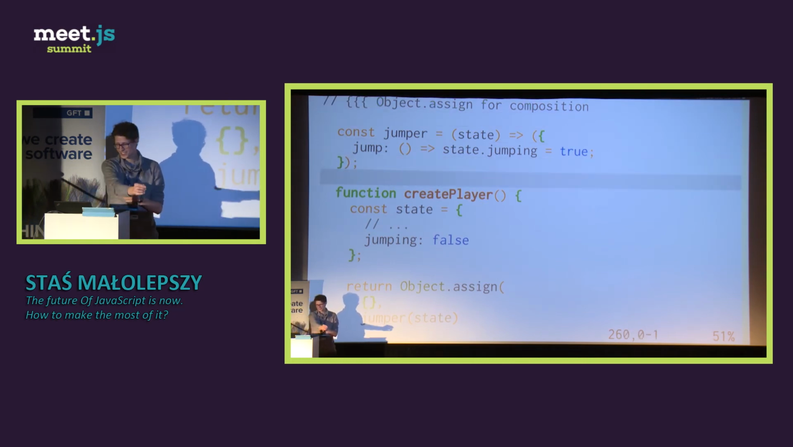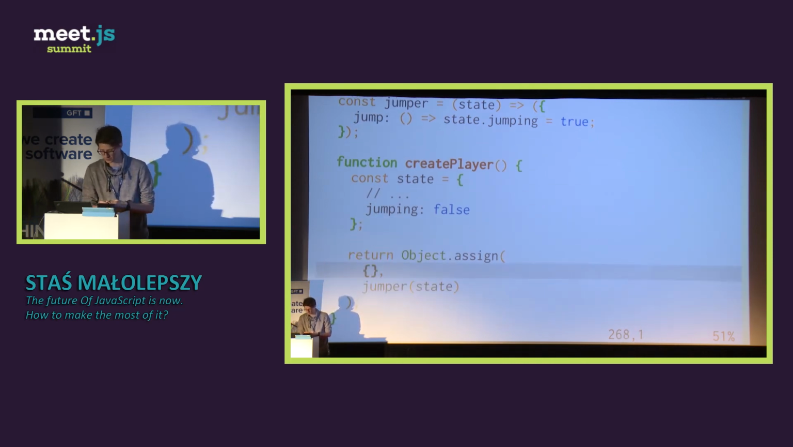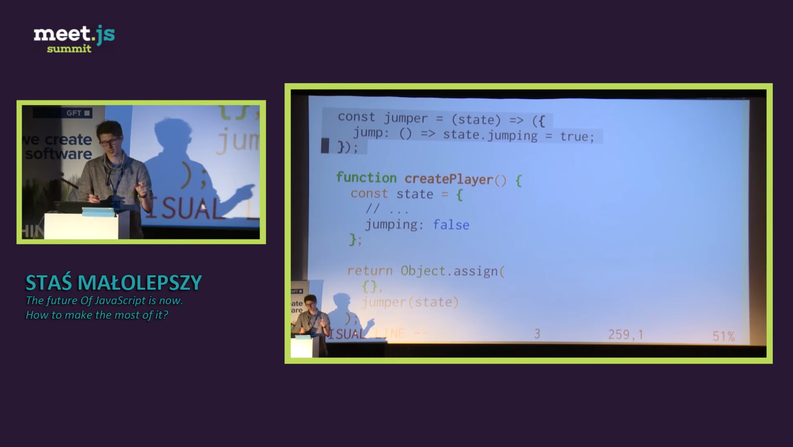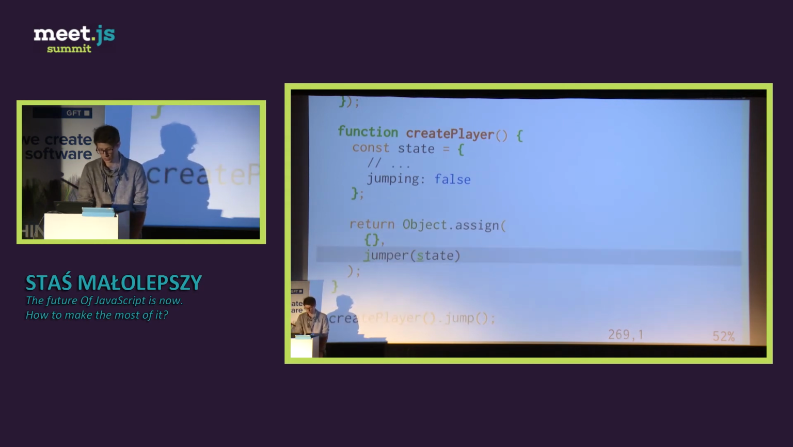OK, so Object.assign is great for composition. See, I did the right thing here. So you can provide these small components here that take some external state and return a small, tiny object with only part of the implementation or part of the interface. And then you can compose them with Object.assign into the real thing. So here I'm assigning the jumper component into my player object. So again, this works great for composition.